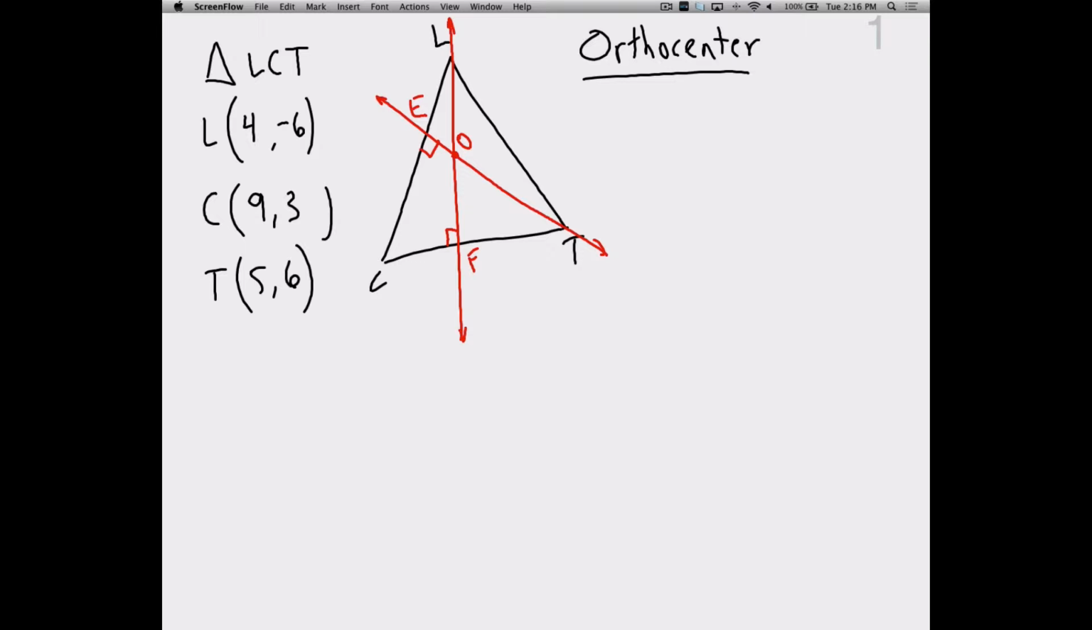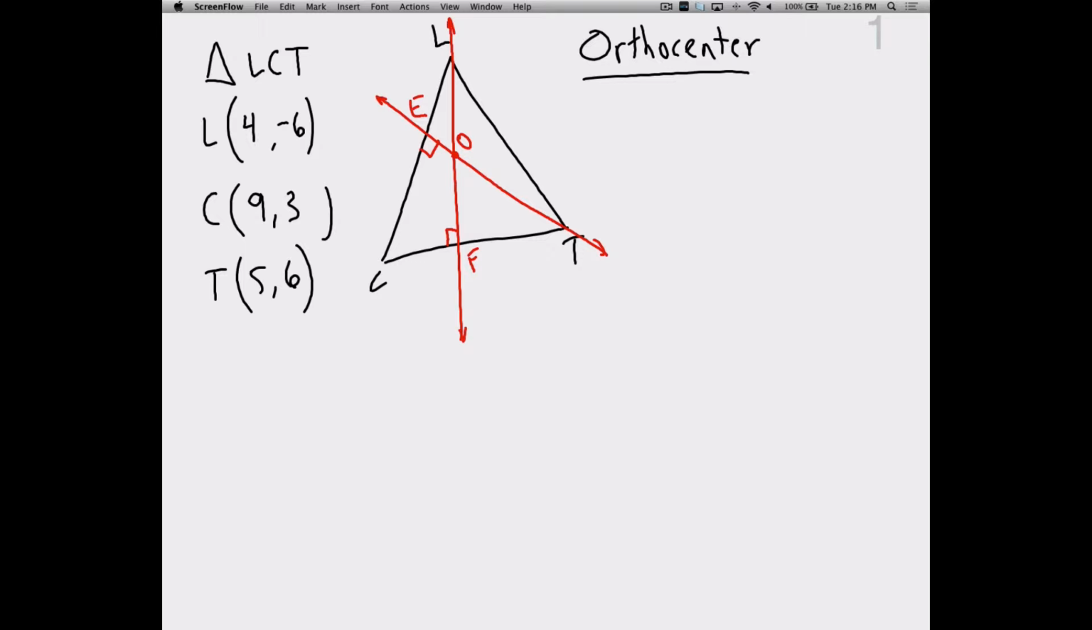All right, so the process is simple. You did the altitudes yesterday. All we're going to do is repeat that process twice and then find the orthocenter. If I know the equation of those 2 red lines, how do I find the orthocenter? Find the point of intersection. How? By substitution or elimination. Good. Okay. So we need to find the equation of LF and TE.